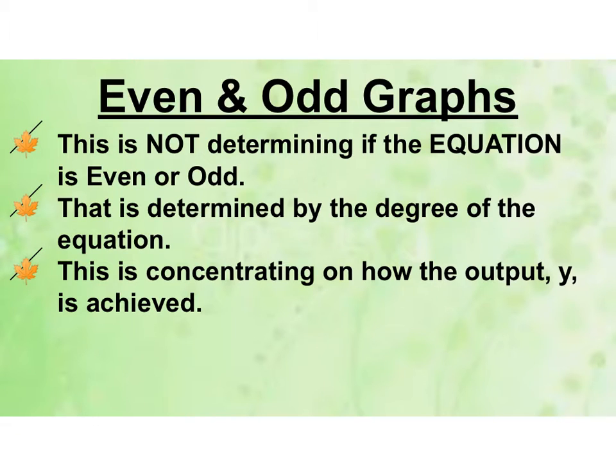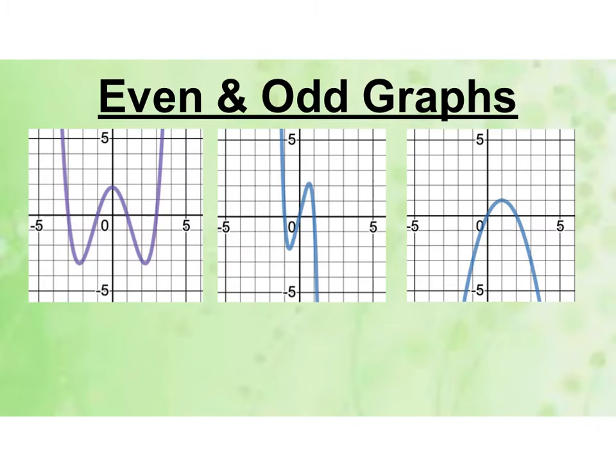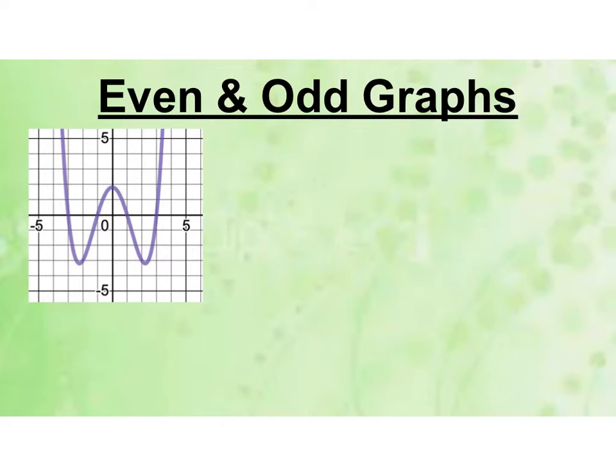This is not determining if the equation is even or odd. That is determined by the degree of the equation. This is concentrating on how the output y is achieved. So we're going to take a look at these three graphs when we're examining this graphically. Start with the first one.